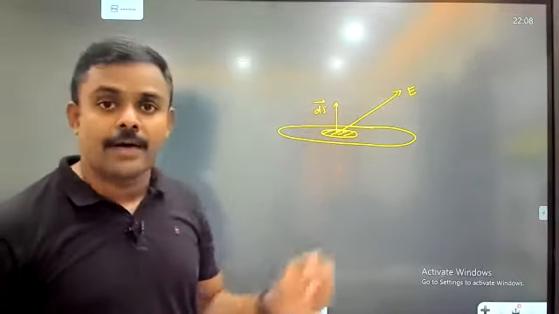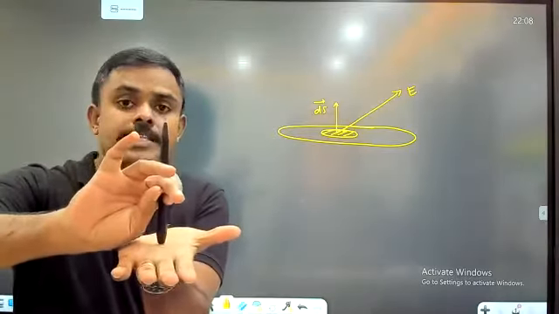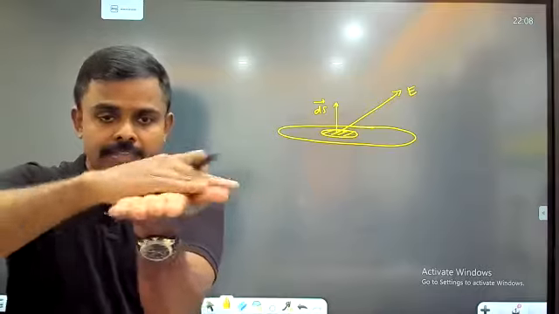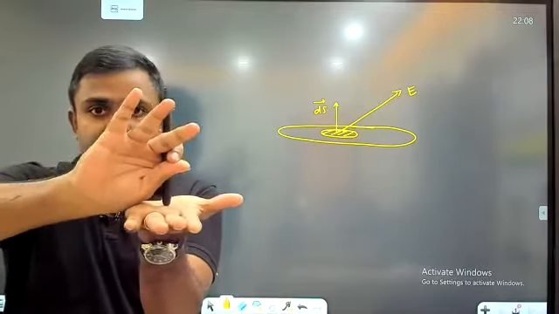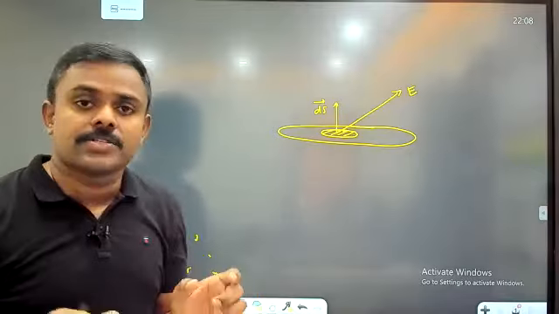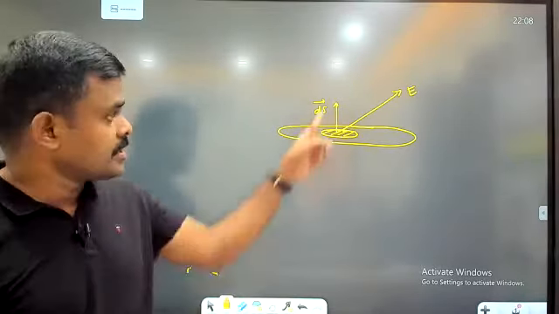So ds vector, how do you draw the area vector? Area vector is always perpendicular to the surface. If this is the area, this is the area vector. And if this one is the area, you have to draw the area vector this way. So area vector is always perpendicular to the surface under consideration. All right. So this is ds.